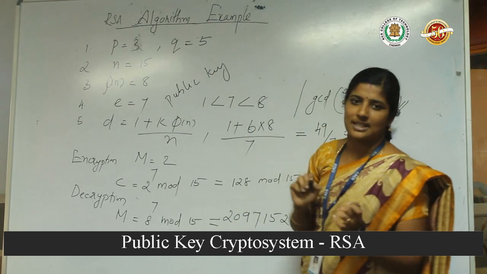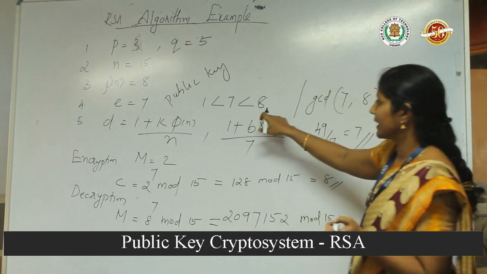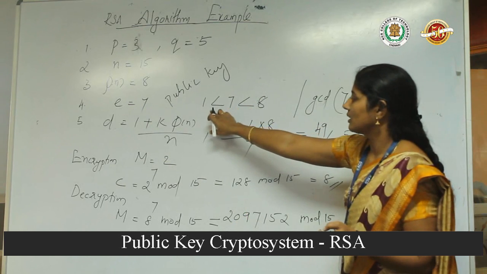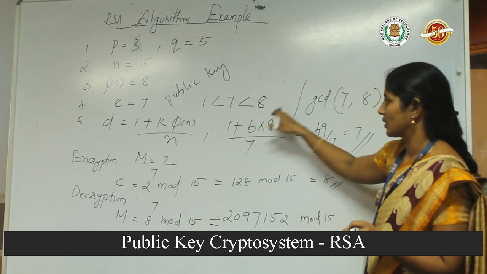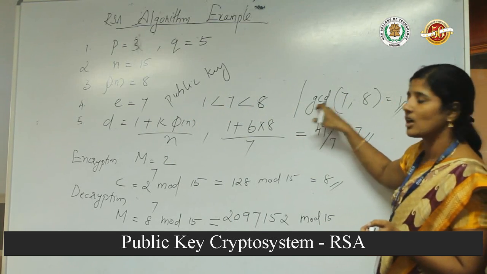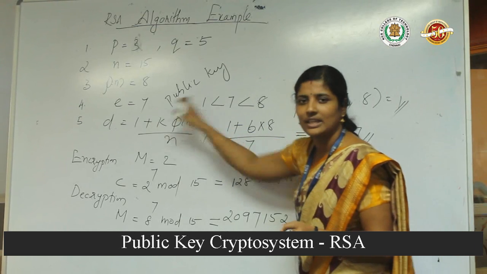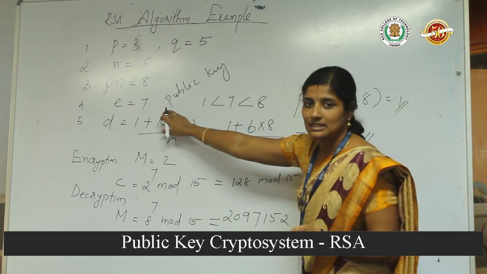So it is a random selection. How are we selecting the public key with the two conditions? E should be in between 1 and phi of n, that is our totient value. Then one more condition is left: GCD of E and phi of n should be 1. So I selected the E value as 7, and it satisfied both conditions. So E will be considered as our public key.